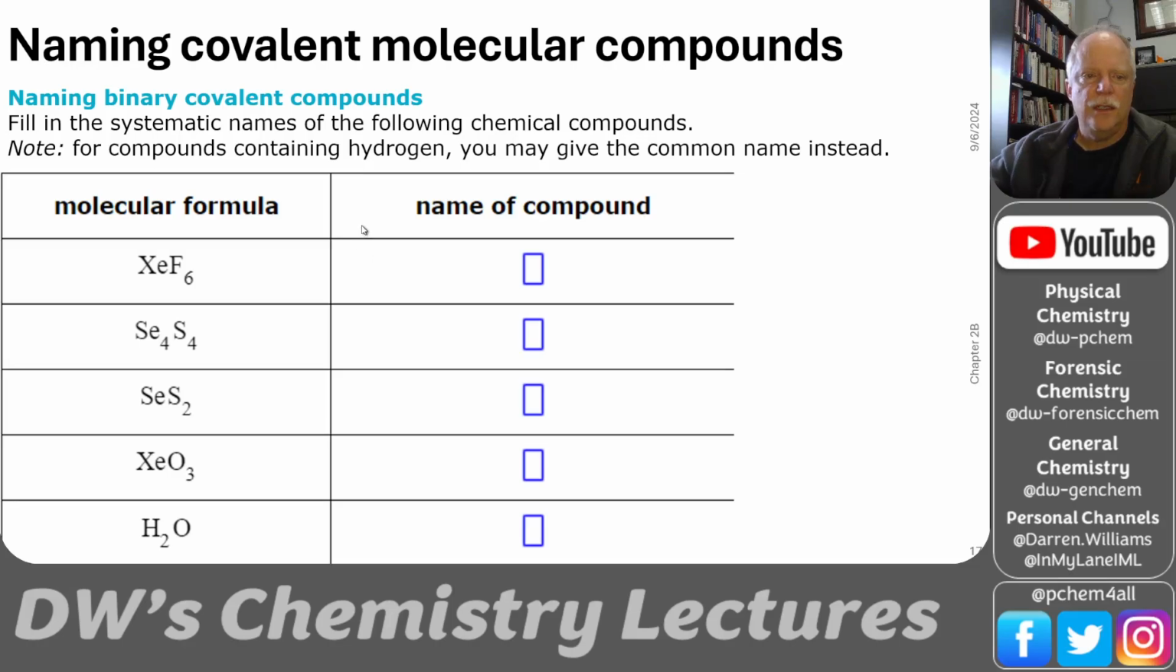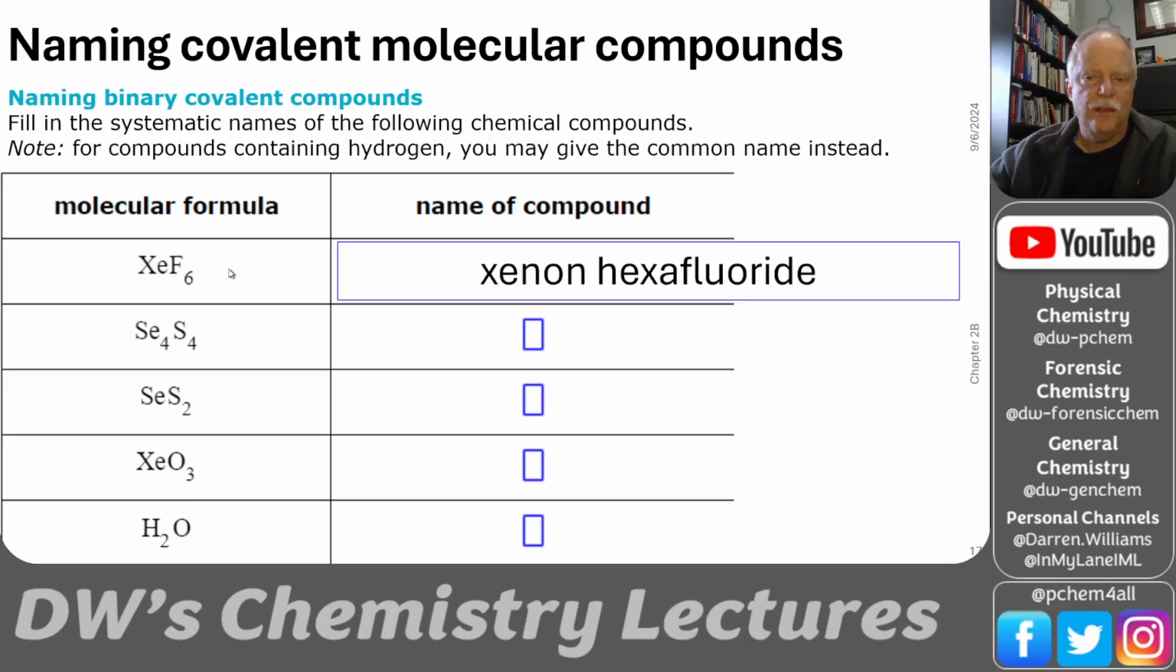Okay, so let's look at some more of these. Now we're starting with the formula, and we're having to give the name. So here we're looking at the periodic table, and we see xenon, and then this is fluorine, so it'll be xenon, and then this is 6, so it's hexafluoride. Okay, so xenon hexafluoride.